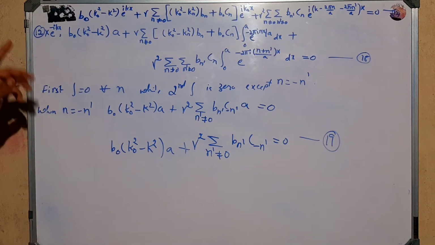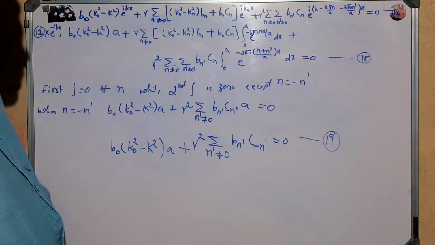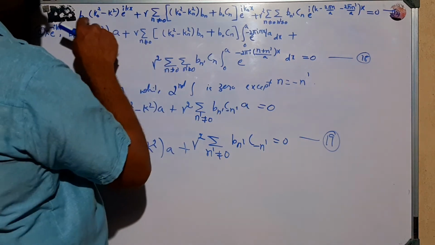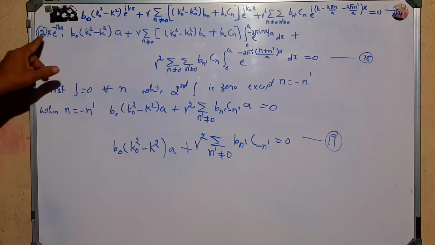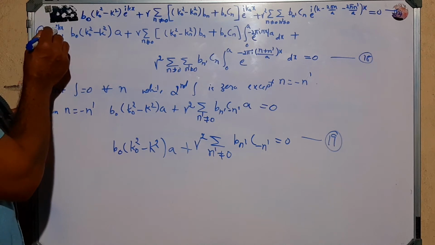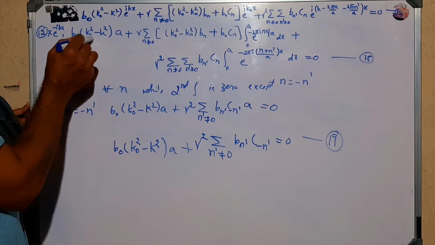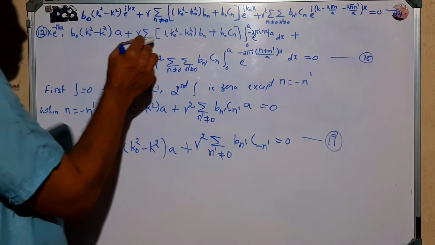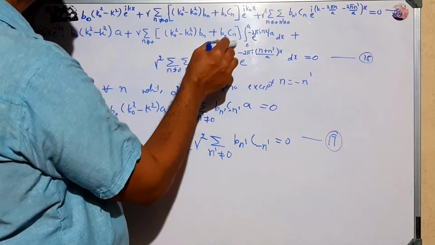Once again, in this discussion we are considering both gamma and gamma square terms. So consider the equation number 12. This is the equation number 12. Just refer to your book. So for equation number 12, you multiply with e to the power minus ikx. So when you multiply, it becomes b naught into k naught square minus k square a. Then gamma into k naught square minus kn square bn plus b naught cn.